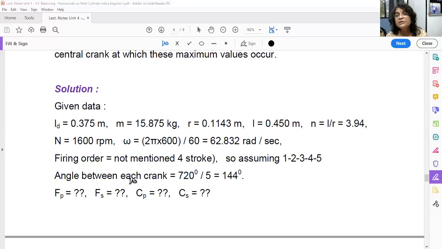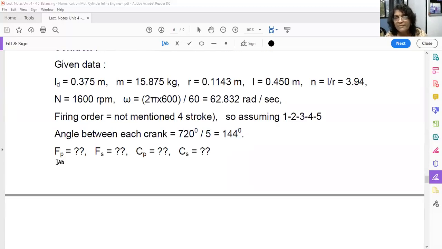Okay. Then what is the angle between each two cranks? If it would have been a 2-stroke engine, it would have been 360 divided by 5, because it's a 5-cylinder engine. So that would have been 72 degree. But it is a 4-stroke engine. So angle is twice, that is 360 into 2, 720 divided by 5, that is 144 degree. Okay. And what is unknown? Primary force, secondary force, primary couple, secondary couple.